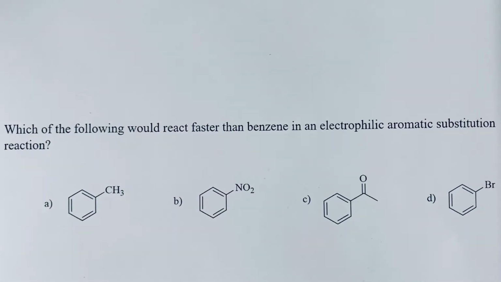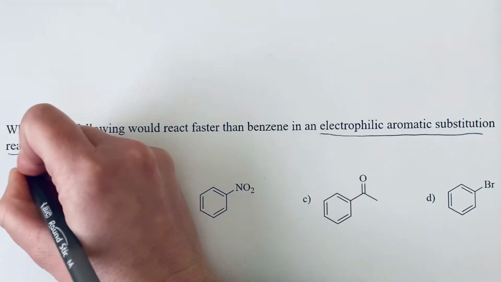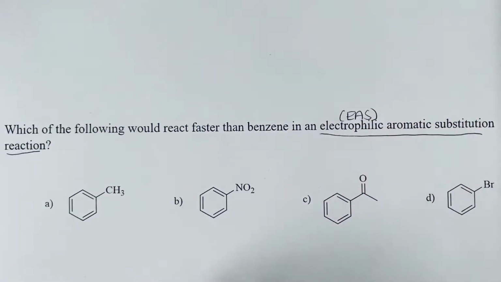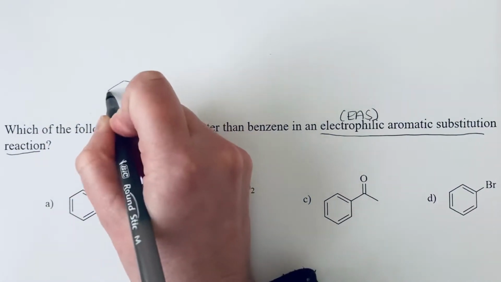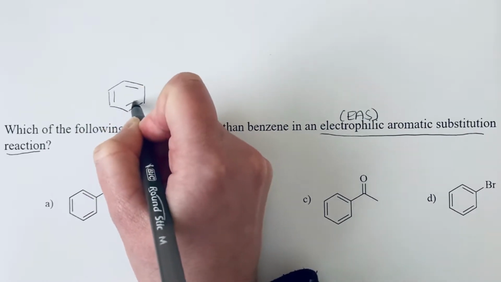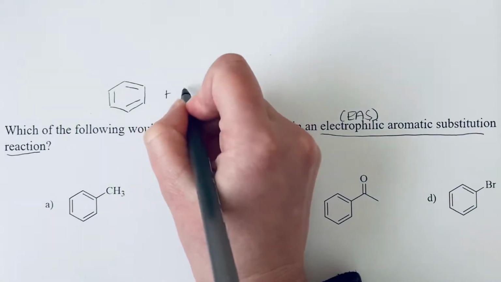Which of the following would react faster than benzene in an electrophilic aromatic substitution reaction, otherwise known as an EAS reaction? So what we need to do is take a look at the general mechanism for an EAS reaction to see what role the benzene is playing, if it is the electrophile or the nucleophile in the reaction. So if we're looking at an EAS reaction, you can use benzene or substituted benzene or another aromatic compound, and you're going to react this with an electrophile.